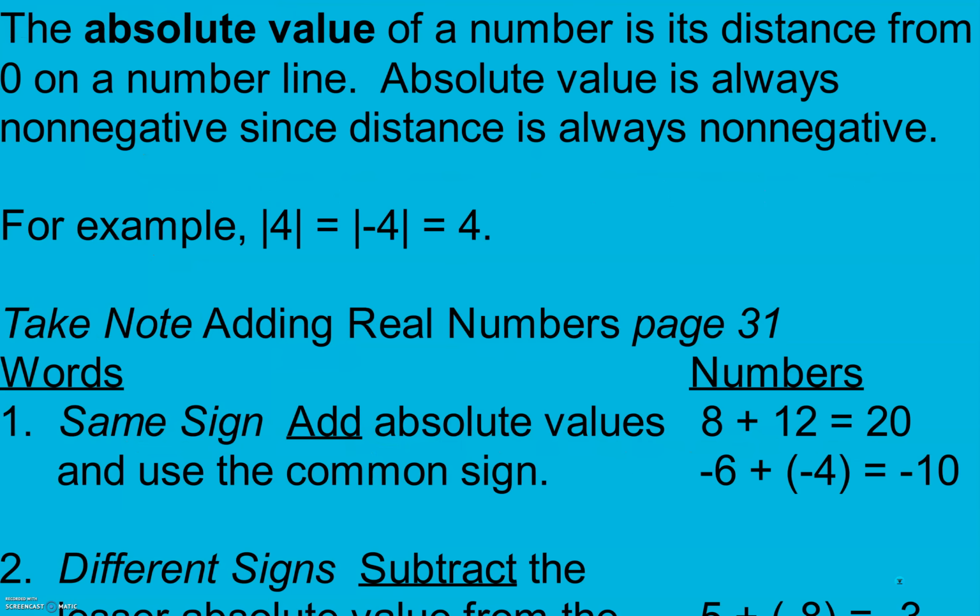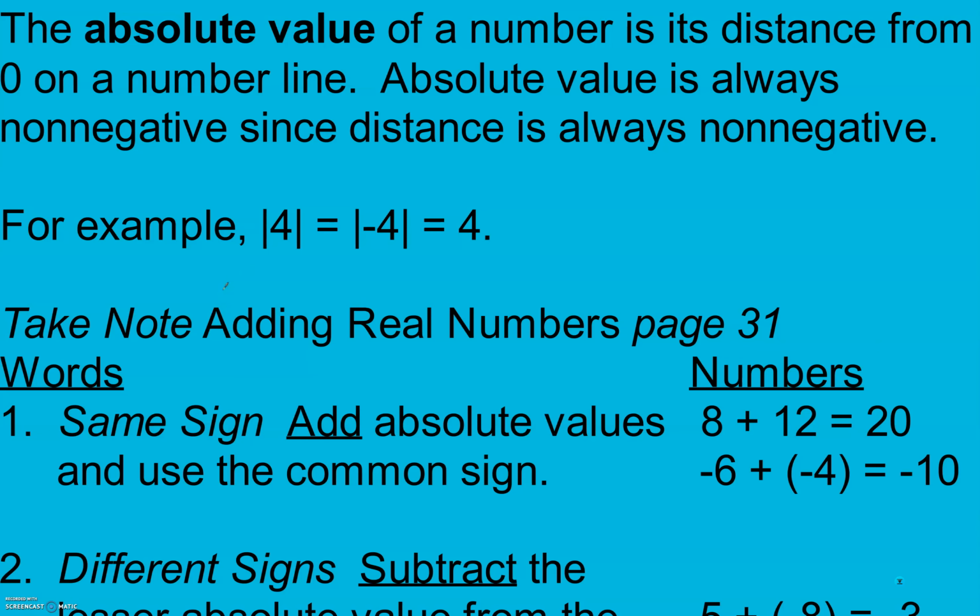The absolute value of a number is its distance from 0 on a number line. Absolute value is always non-negative, since distance is always non-negative. Okay, when we go to Enderlin, we go 17 miles. When we come back, we don't come -17. That distance, even though it's in the opposite direction, is still 17 miles, or whatever it happens to be. Okay, distance is always non-negative. So here, the absolute value of 4 is the exact same as the absolute value of -4. Either way, we get 4.